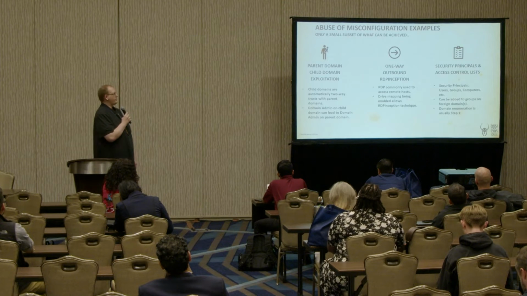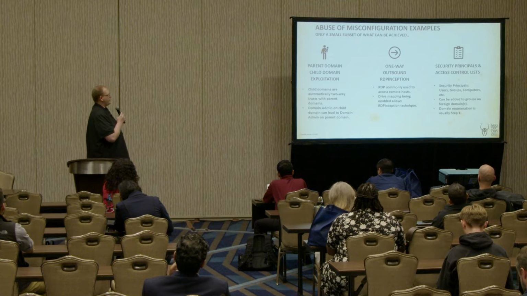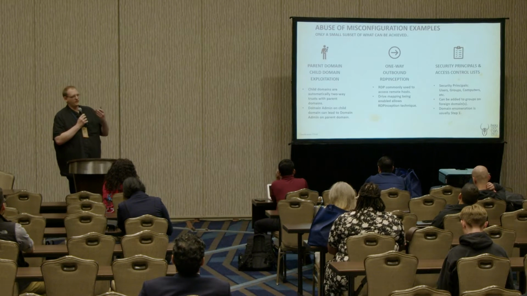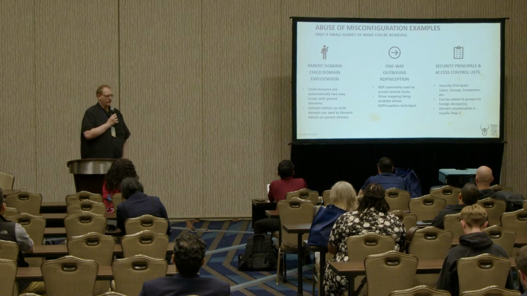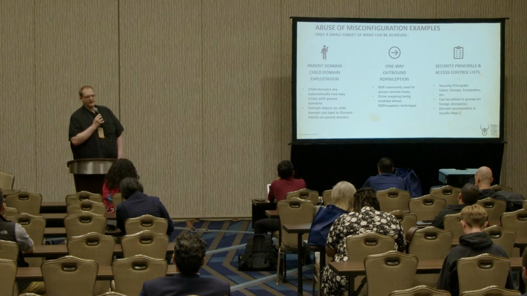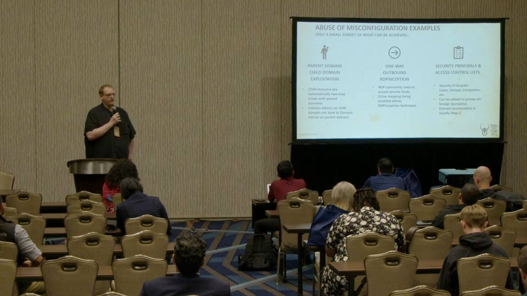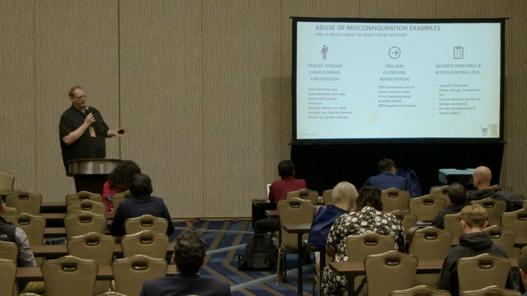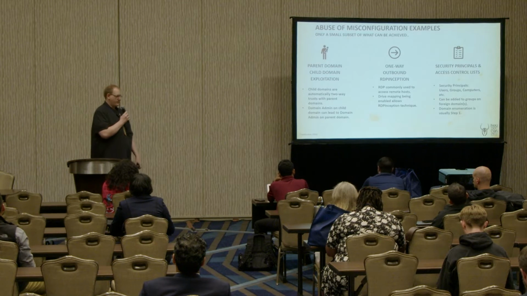So the key point on trust is parent domain and child domain exploitation. Scenario: assume you've got company.com or company.local as your parent domain, and you want to separate your domains so you have ICS-specific or plant-based specific domains. You might create a child domain off your parent domain, like plant.company.com or plant.company.net.